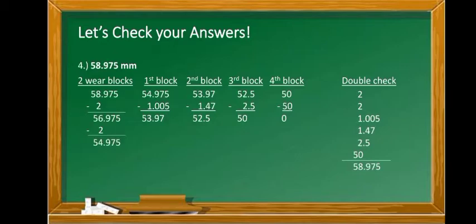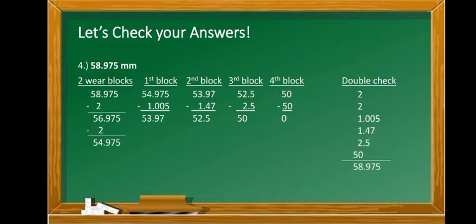Now, for the last number, again, still using the 88-piece set of metric blocks, build a stack for the length of 58.975 millimeters. So, again, subtract the two wear blocks. So, 58.975 minus the two wear blocks, so minus 4, is equal to 54.975. And our first selected block will be 1.005. That will eliminate the third decimal place, which is 5.